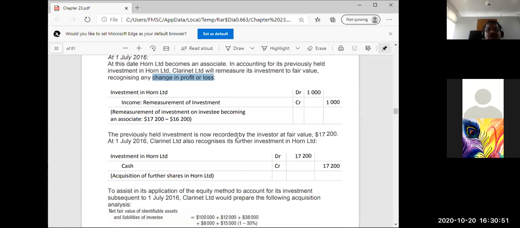The previous stake is now recorded by the investor at fair value. So investment in Horn Limited 17,200, cash 17,200. This entry is for the new investment of 10%. The earlier entry is just to bring the previous investment to fair value. This entry is to record the new investment in the books. That's why we are crediting the cash.